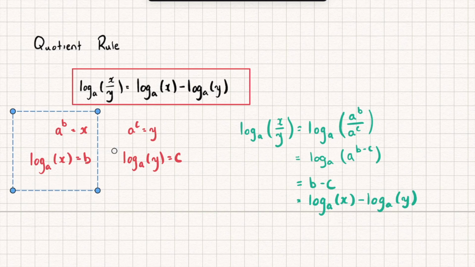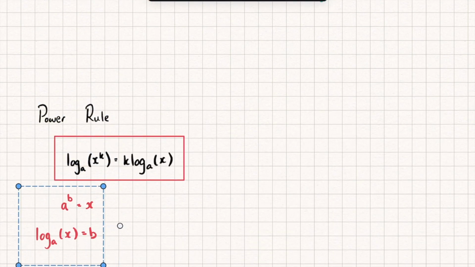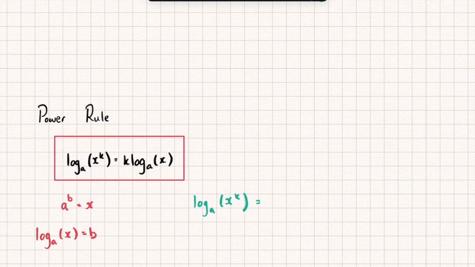The final rule is the power rule, and let's do a similar thing here. I'm going to start on the left hand side, with log base a of x to the power of k, and I'm going to replace the x in this equation with a to the power of b. So now we've got log base a of a to the power of b, all to the power of k. Using my laws of indices, I know that this is the same as a to the power of k times b. You just multiply the powers together.